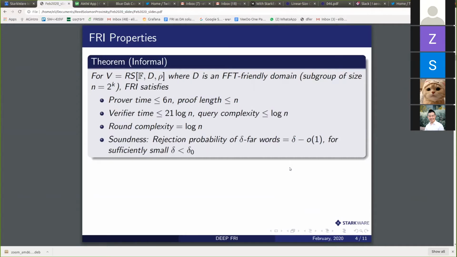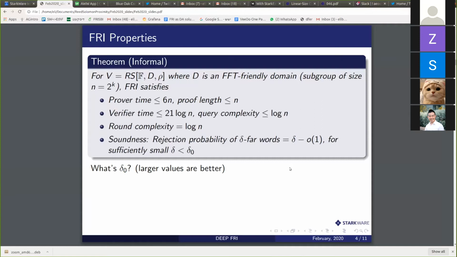And a lot of the work is on proving this, and this is true for all works on IOPs and PCPs and MIPs: soundness is the toughest part, always. In all works I know about PCPs, it's the soundness that is the most difficult part, proving the bound from below on the rejection probability. And the statement here says that the rejection probability for delta far words is pretty much delta. So you lose almost nothing: if the function is half far, your rejection probability will be half.